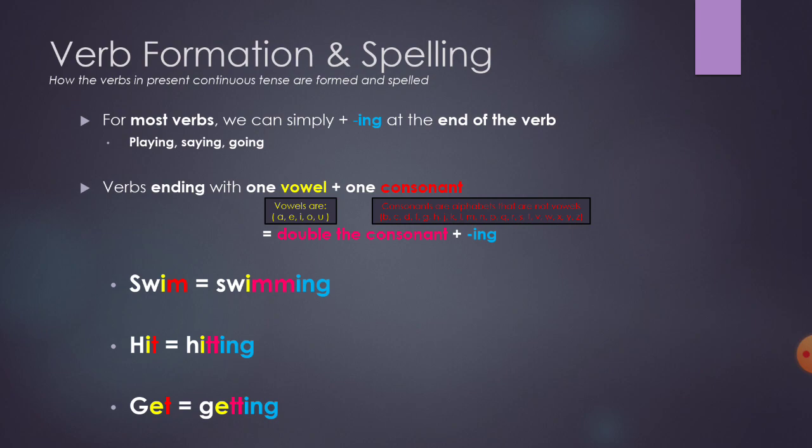Same goes to the second example there. Hit, I, a vowel followed by a consonant, and then the consonant is doubled, becomes HITTING, and the last one is get. G, E is a vowel, T is a consonant, becomes GETTING. Right, everybody got that? Very good.